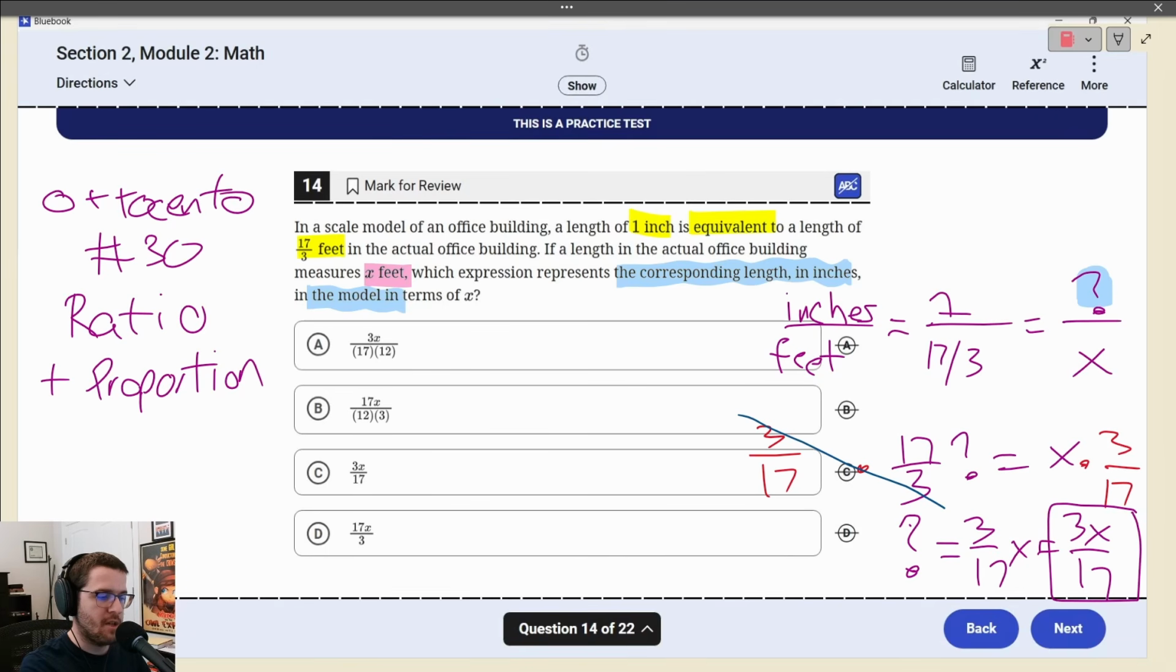And that is looking a lot like choice C, which is the answer.